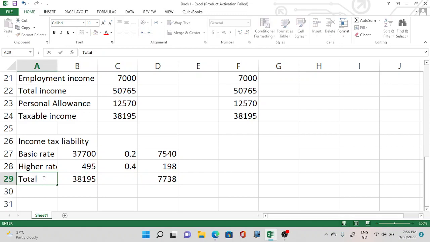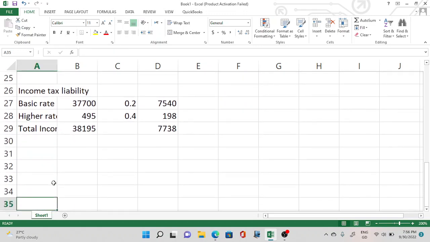is 7,730. Students make many mistakes here. They just say, oh, 38,195, he's a higher rate taxpayer, just put 40%. You will get the wrong answer like that. So this is the correct way.